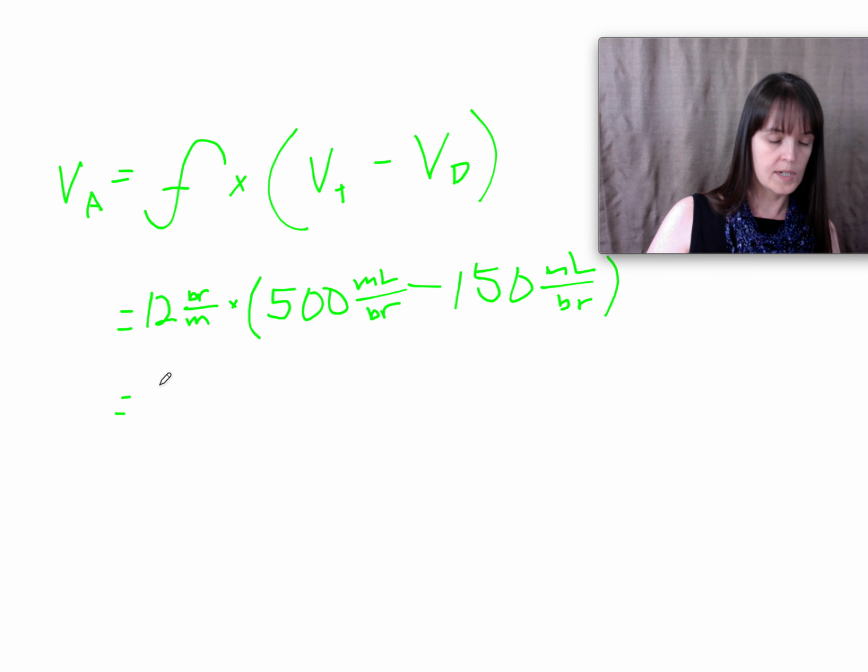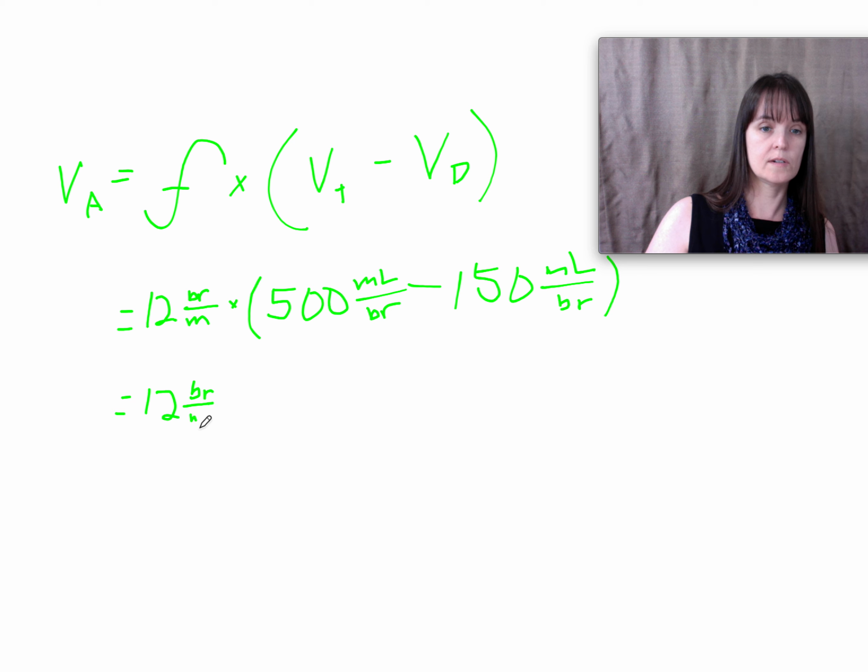And then we're going to do the parentheses first. So the stuff that's not in the parentheses, we're just going to copy, move it down. It's supposed to be a minute, not a meter. Okay, so 500 minus 150 is 350. And the reason we can subtract here is we have the same things: milliliters per breath and milliliters per breath. If they weren't the same, it would be apples and oranges. We wouldn't be able to play this subtraction game.